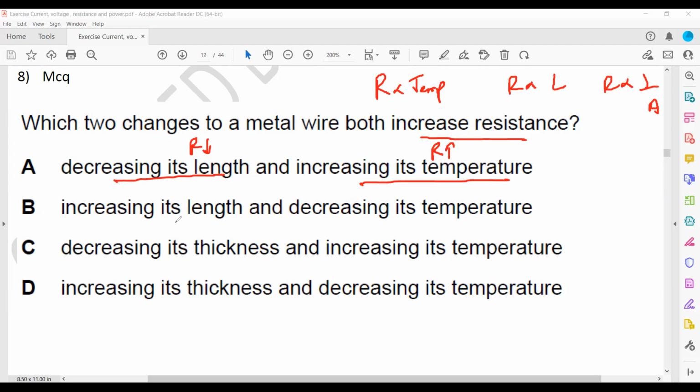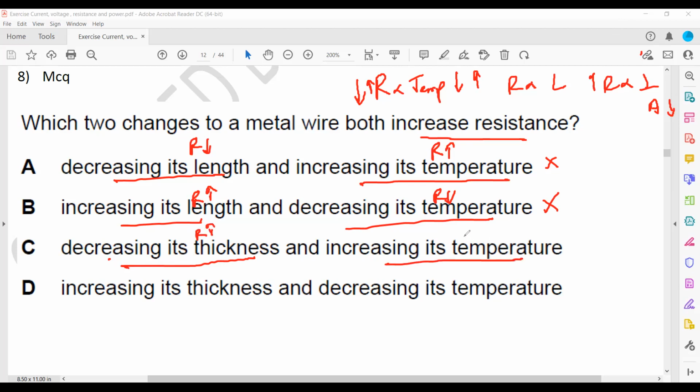When we check, increasing the length will increase the resistance and decreasing the temperature will decrease the resistance. That is also wrong, because one factor is increasing the resistance and the other is decreasing it. When we decrease the temperature, resistance also decreases, and if we increase the temperature, resistance also increases. When we check decreasing the thickness, we reduce the area, so the resistance will increase. And increasing the temperature will also increase the resistance. So both factors increase the resistance. So C should be the answer.